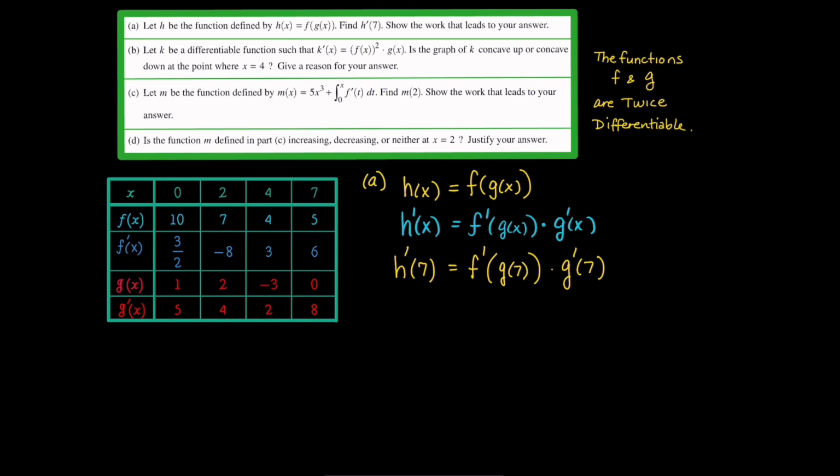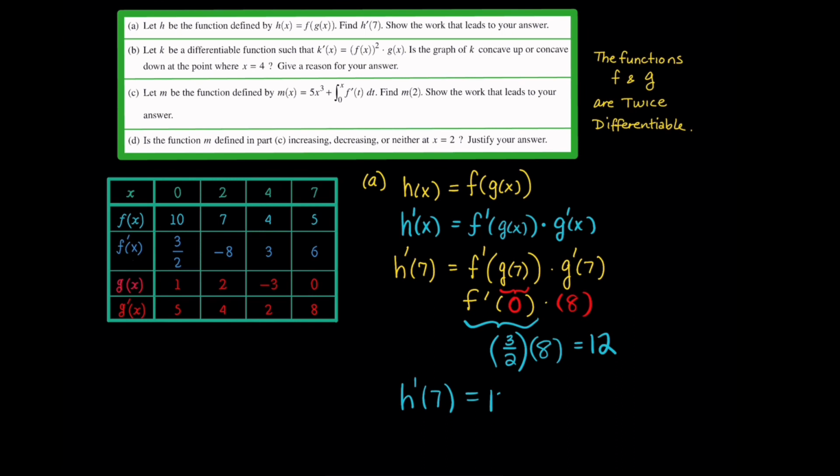Now using our table of values, we can substitute in some numbers here. g of 7 is 0, and f prime of 0 is 3/2, and multiplying that by the value of g prime of 7, which is 8, we get 12. So h prime of 7 is equal to 12. Part A finished.